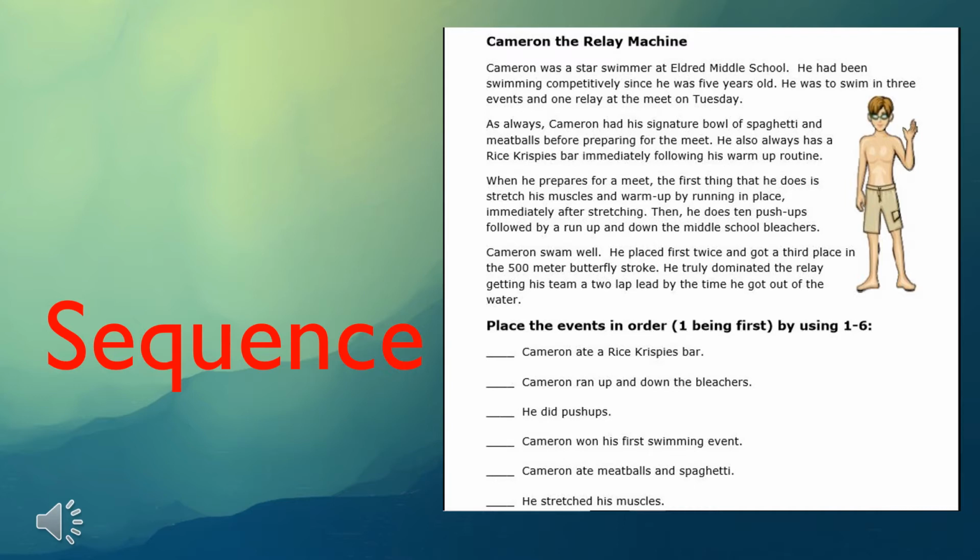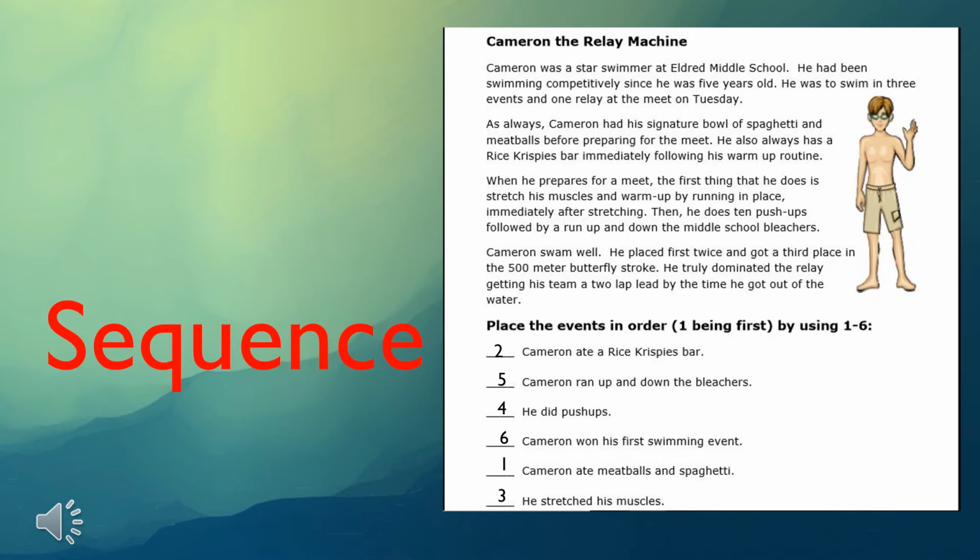When he arrives for a meet, the first thing that he does is stretch his muscles and warm up by running in place. Immediately after stretching, he does 10 push-ups, followed by a run up and down the middle school bleachers. Cameron swam well. He placed first twice and got a 3rd place in the 500 meters butterfly stroke. He truly dominated, getting his team a 2-lap lead by the time he got out of the water.